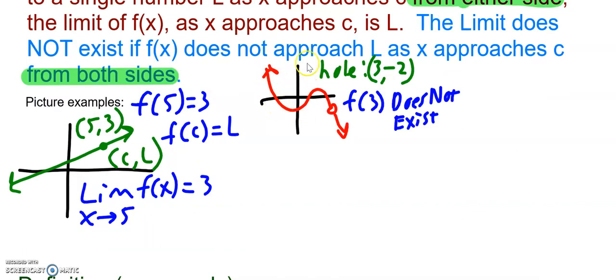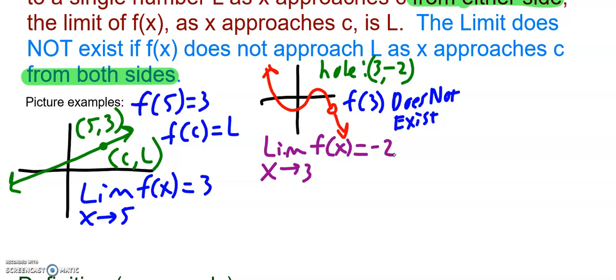Okay, so for this one, I drew another polynomial type looking curve, although it's not a polynomial because there's a hole in it. And so I'm saying this hole right here is at the point 3, -2. So that's the point of the hole. So f of 3 in this case does not exist, right? Because it's a hole. So that point doesn't exist. But the limit as x goes to 3 of f of x is -2.